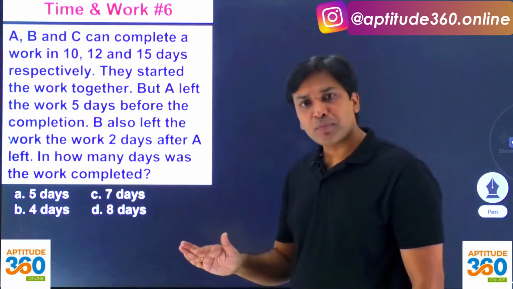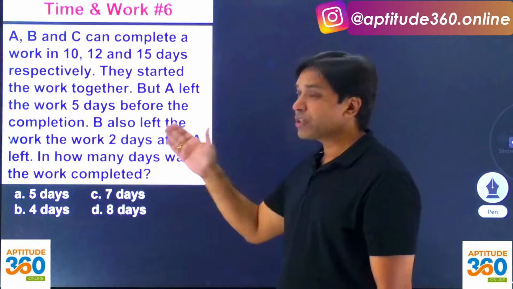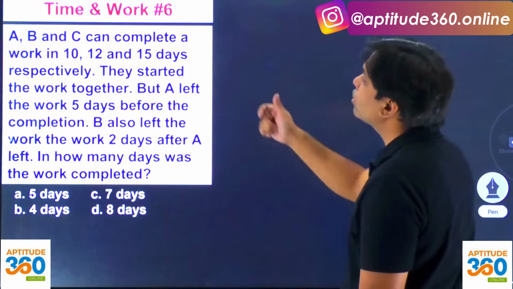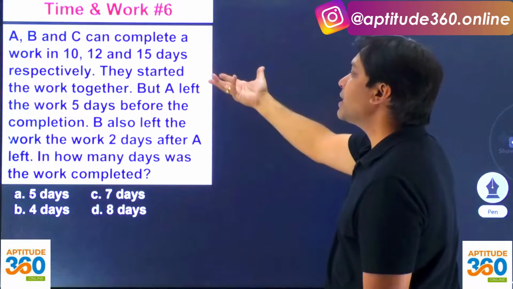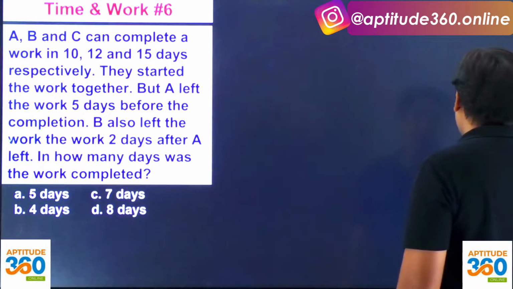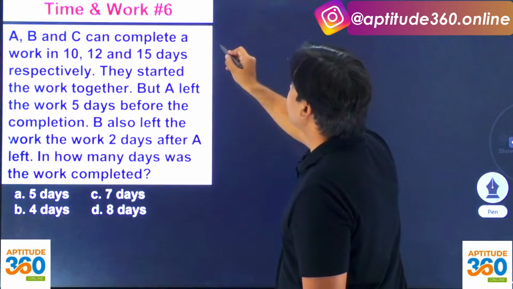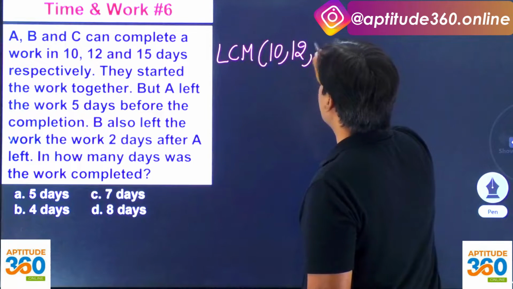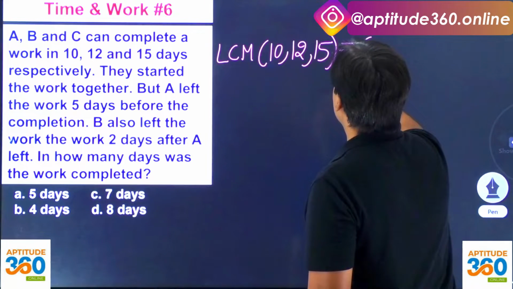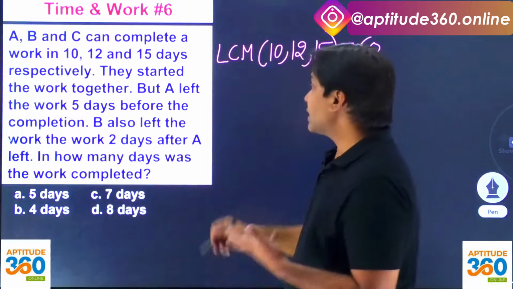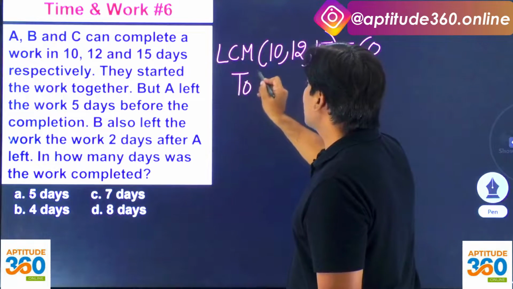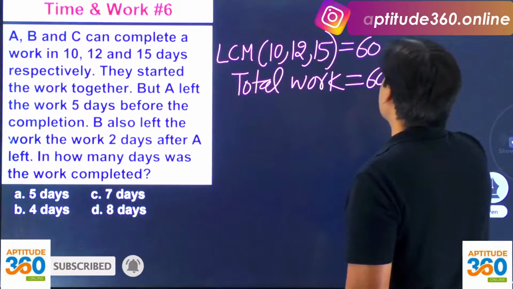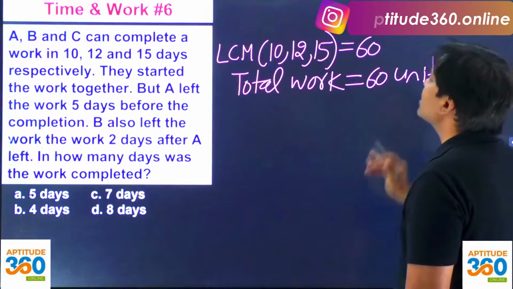Now let us try to understand this problem. So it's a very similar problem. Pause the video, solve this question, and let me know if you can solve this on your own. A, B, and C can do the entire work in 10 days, 12 days and 15 days respectively. So what I'm going to do is find out their LCM. LCM of 10, 12, and 15, which is coming out as 60. And that should be taken as your entire work. So total work you should take as 60 units.